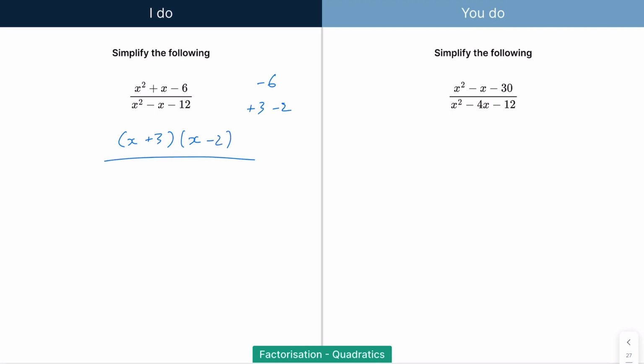And then at the bottom, we have x plus 3, then x minus 4. So those are two numbers that multiply to give us minus 12, and then add or subtract to give us the minus 1 in the middle. That and that cancel out. So that leaves us with a final answer of x minus 2 over x minus 4.